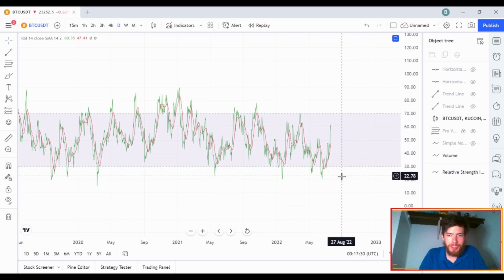Under 30 to 0, that's typically a good value zone because price is typically oversold at that point, meaning that too many people sold off too quickly, or we had too many days of downward action at once.